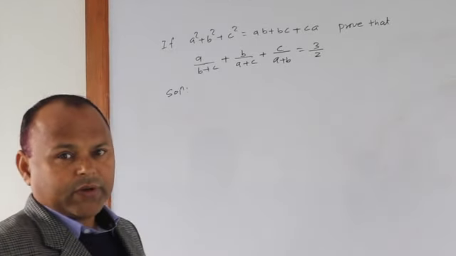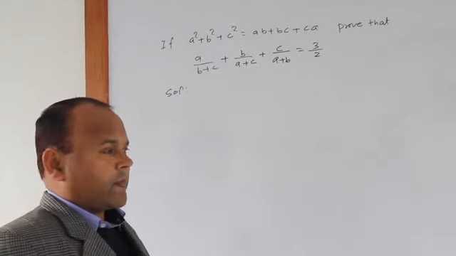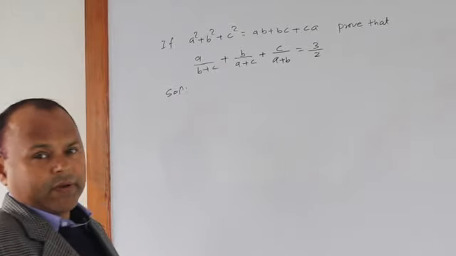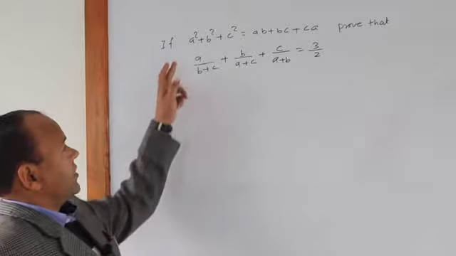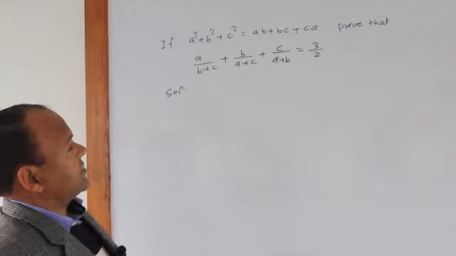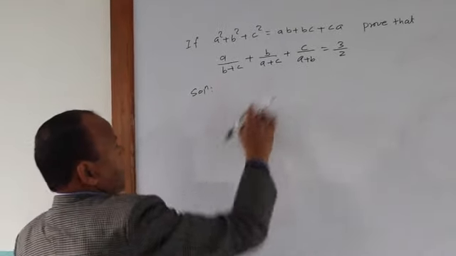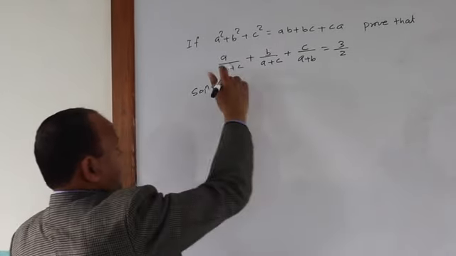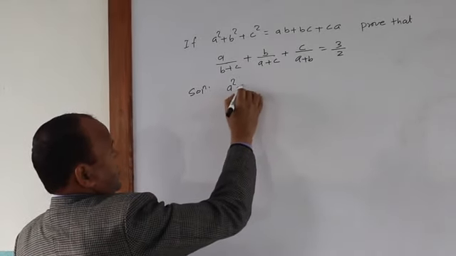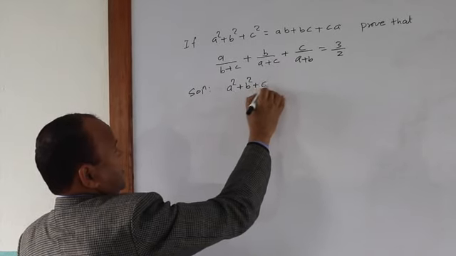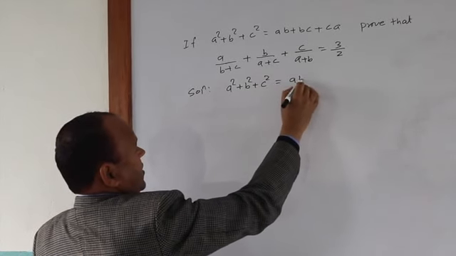Hello everyone. We are going to solve one algebraic problem here. If a square plus b square plus c square is equal to ab plus bc plus ca, we need to prove this. Okay, for this we have given a square plus b square plus c square is equal to ab plus bc plus ca.